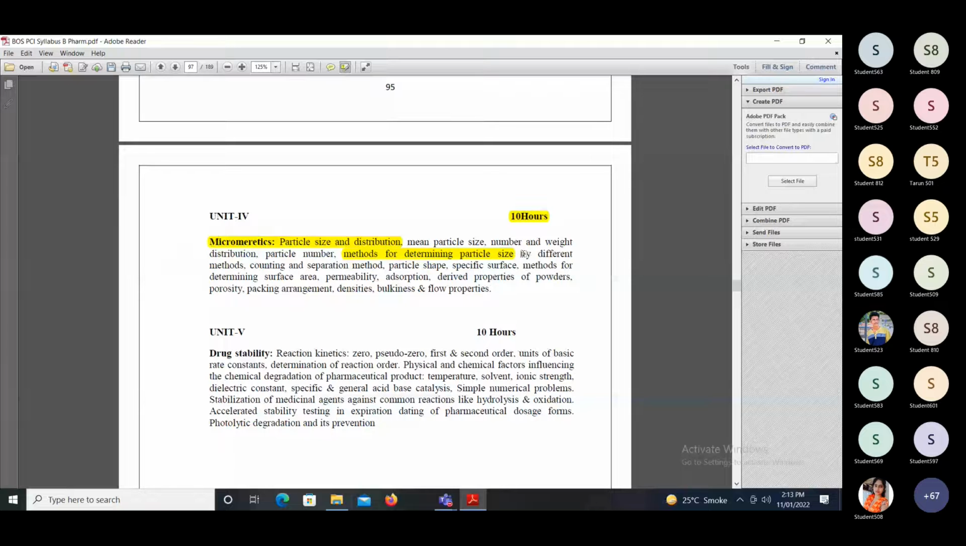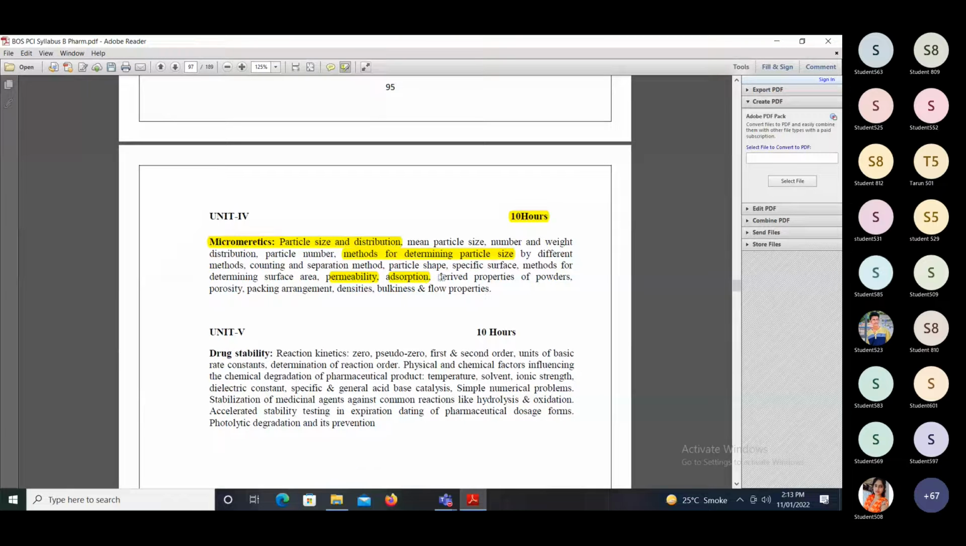And once you know the surface area, then go for the volume of the particle, and the volume of the particle is measured by using the Coulter counter method, which is used for determination of the volume of the particles. And then go for determination of the surface area by using the air permeability method and air adsorption method, which are used for determination of the surface area of the particles.